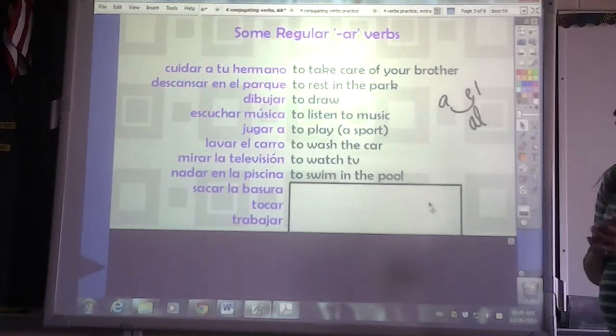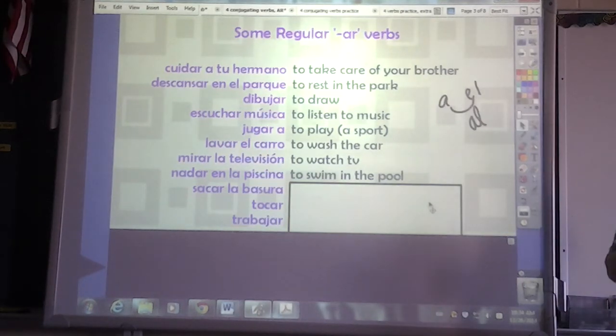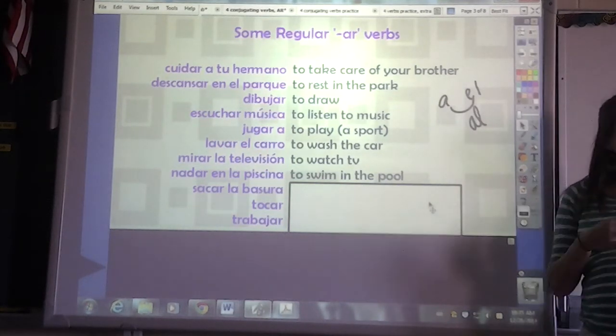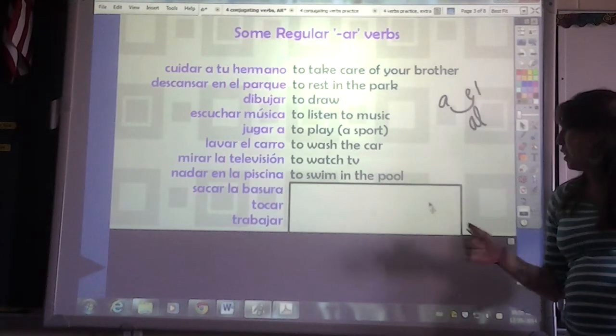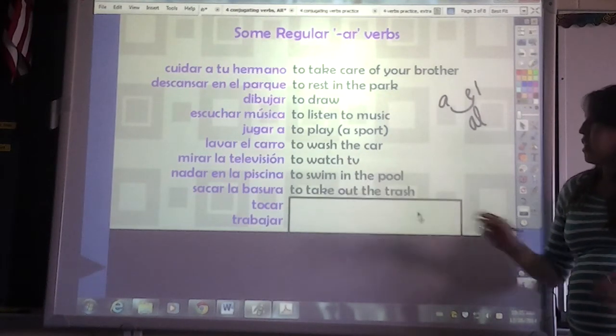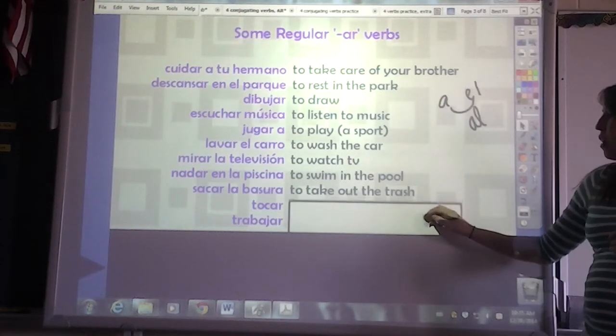Lo siento. Sí. All right. La piscina, pool. Nadar en la piscina, to swim in the pool. Does anyone remember the word for swimming? Starts with an N also. La natación. Excellent. All right. Sacar la basura, to take out the trash.